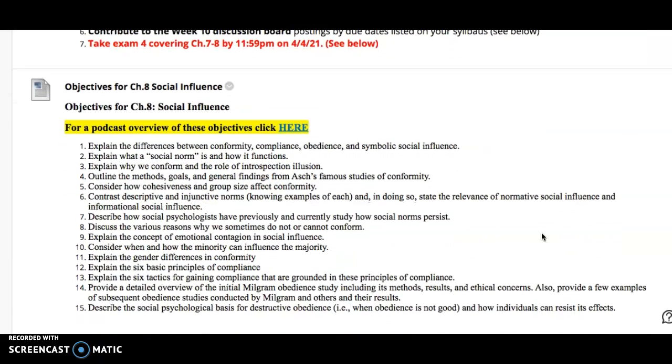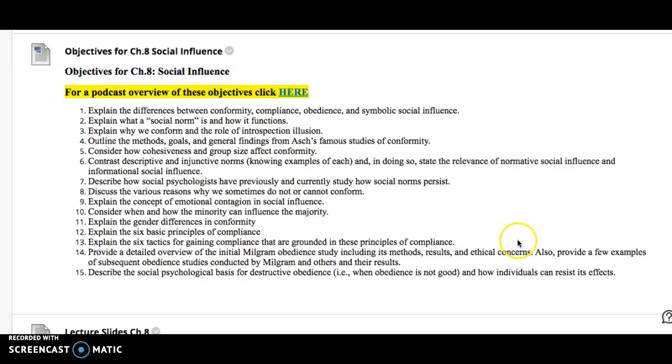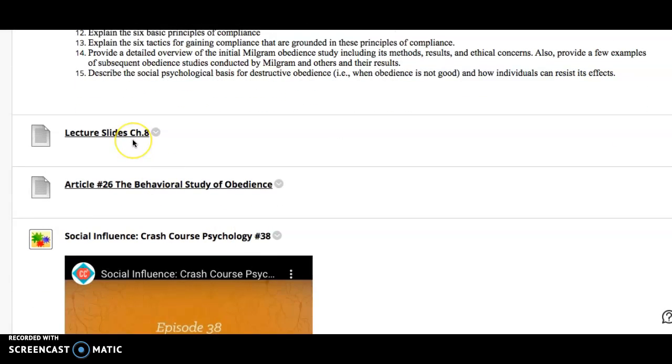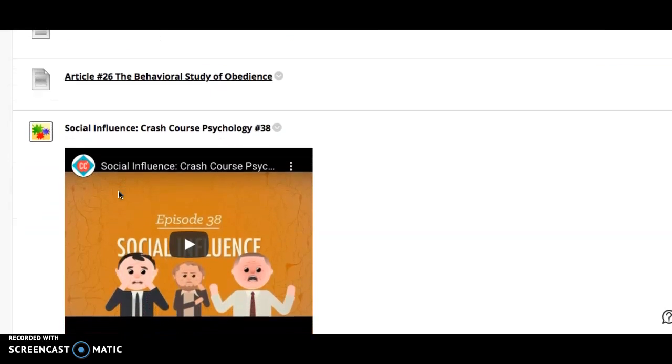So let's take a look here. These are the objectives for chapter 8. If you want a rundown of these and some discussion into these, you can click here. Your lecture slides are here. Here's the PDF of the article, and here's where your videos start.